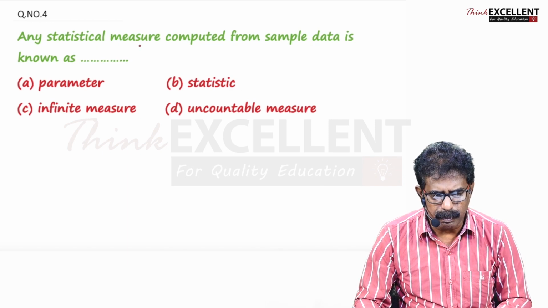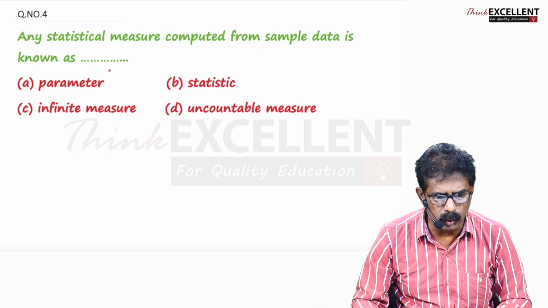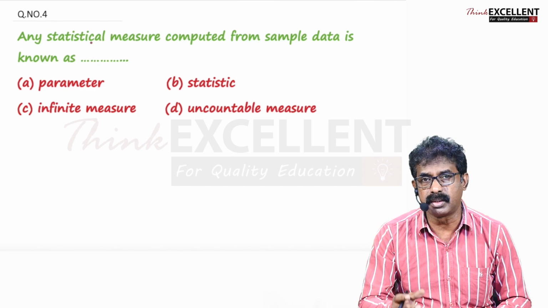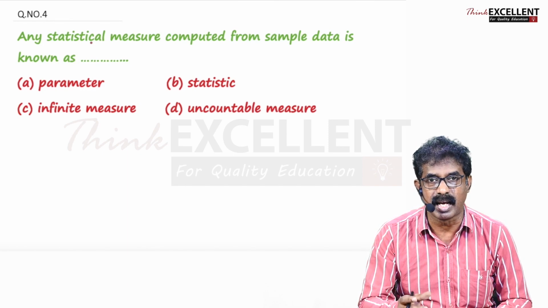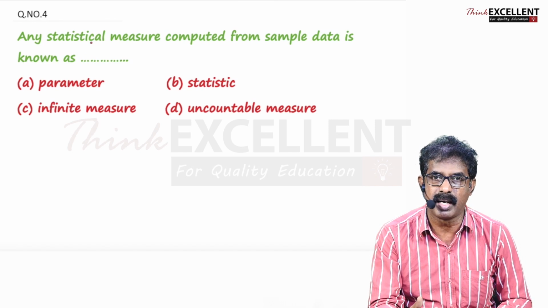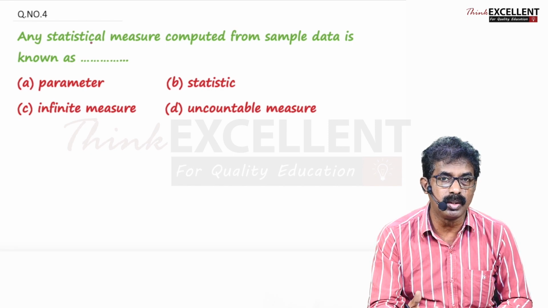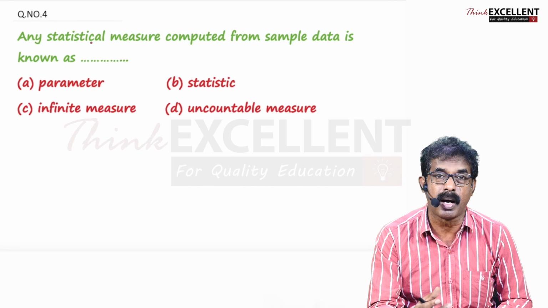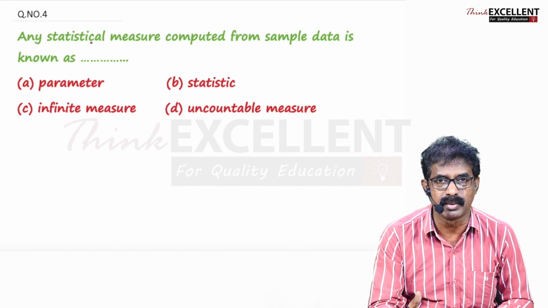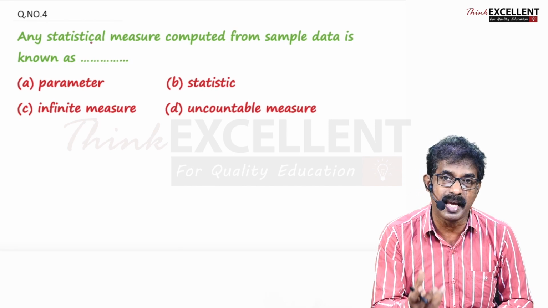Any statistical measure computed from sample data is known as. Any statistical measure, normally we measure here mean and standard deviation, right? Sample mean we denote it as x bar, sample standard deviation we denote it as s. Population mean we denote it as mu, and population standard deviation we denote it as sigma. Then variance means sigma square. Okay, these statistical measures have a special name.